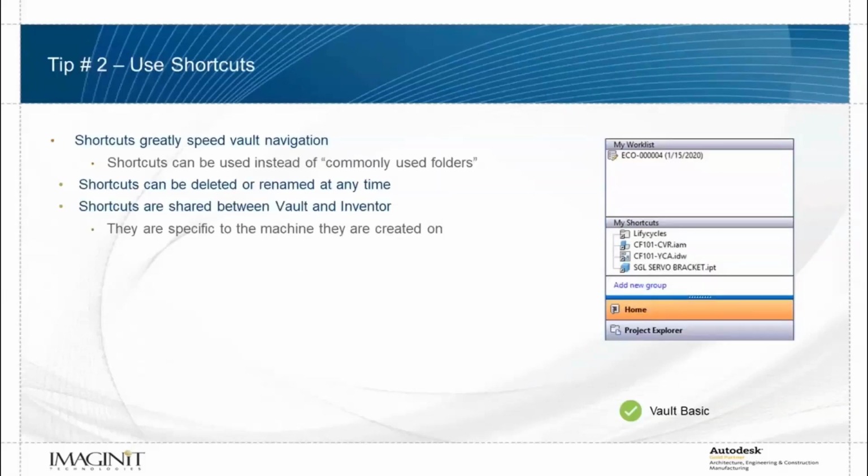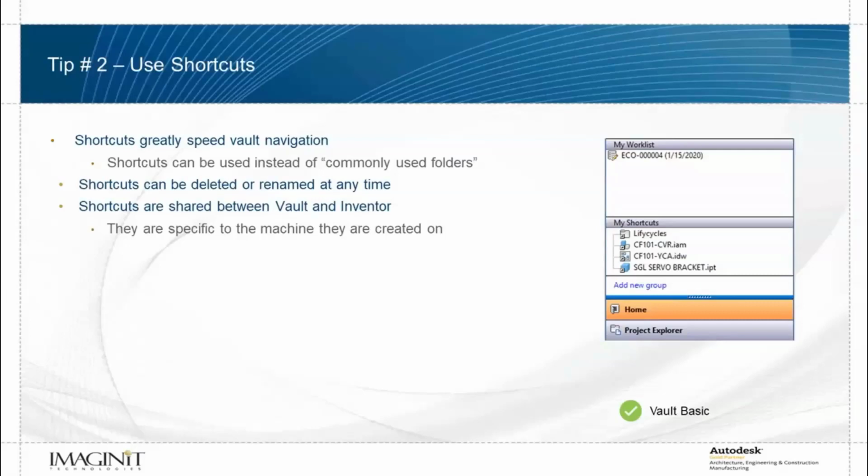This is a simple one, using shortcuts. But a lot of times when I'm doing new implementations for clients or we're talking through how they're going to do it, one of the big questions that comes up is, well, gosh, I get into Vault and I go to open a file from Vault, and I've got all of this different information I've got to navigate down to. I've got a lot of things to go look at, and there's just all this information. I'm looking at the entire Vault.